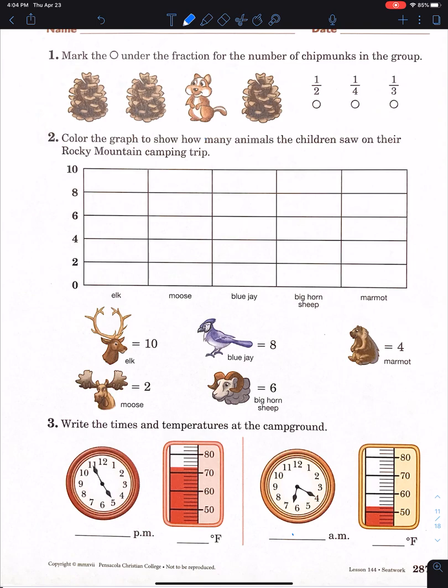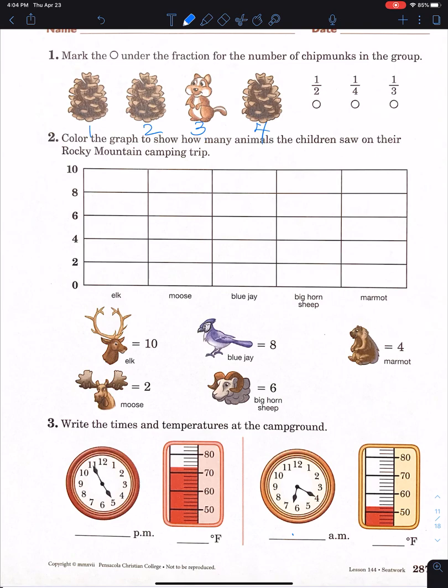So for number 1, there are 4 objects and we need to figure out what part of this group is made up of chipmunks. It says mark the circle under the fraction for the number of chipmunks in the group. The first thing I would like you to do is count the number of objects. How many objects do you see? 1, 2, 3, 4. There are 4 objects.